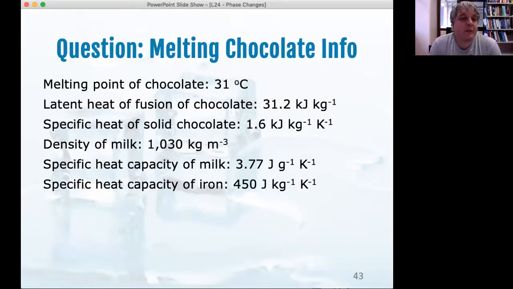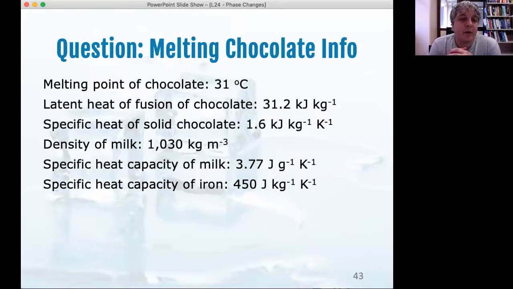So here's all the information. The melting point of chocolate is 31 degrees C. The latent heat of fusion of chocolate is 31.2 kilojoules per kilogram. First thing you should note as we're writing these down: kilojoules. A kilojoule is 1,000 joules, so 31,200 joules per kilogram. Specific heat of solid chocolate is 1.6 kilojoules per kilogram per Kelvin. Again, immediately convert that into joules per kilogram per Kelvin. That should be one of the first things you do as you write these values down.